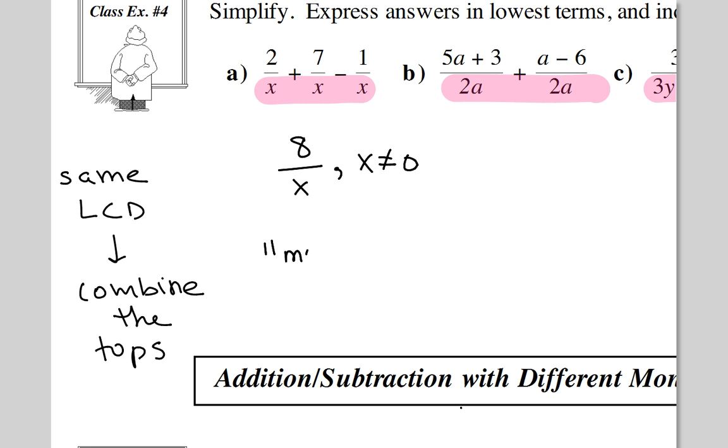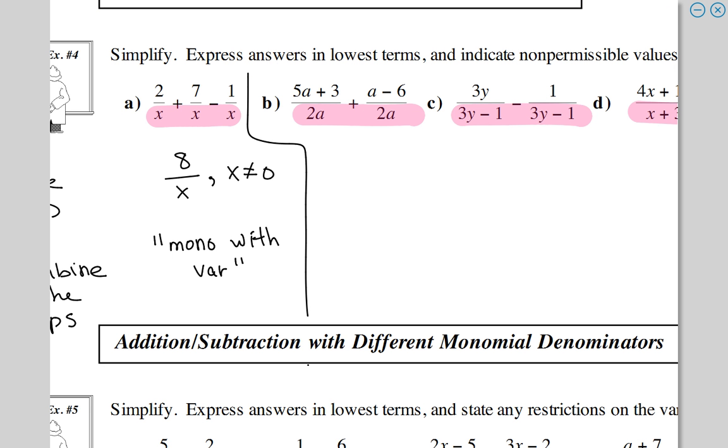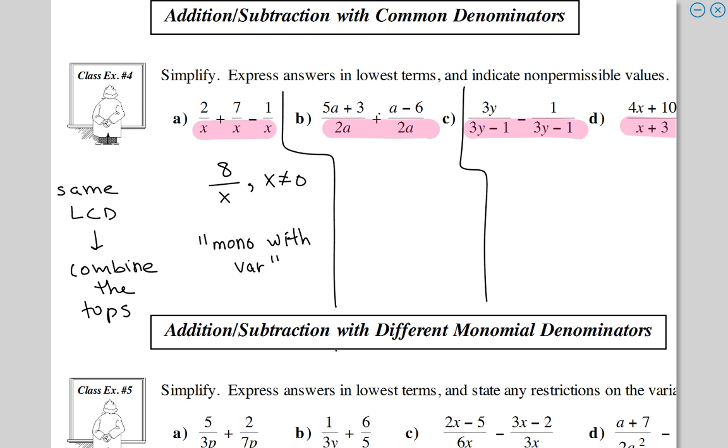A hint: a monomial with a variable. That's when you know x can't be 0. Oh, I heard a sigh of disgrace. He's upset. Okay, second one. Once you have the LCD, what do you do? Combine the tops. If it's plus, it's easy. So 5a plus a is 6a. 3 plus negative 6 is negative 3. All over 2a. Am I done? There's an NPV, sure, but is there something else I could do?